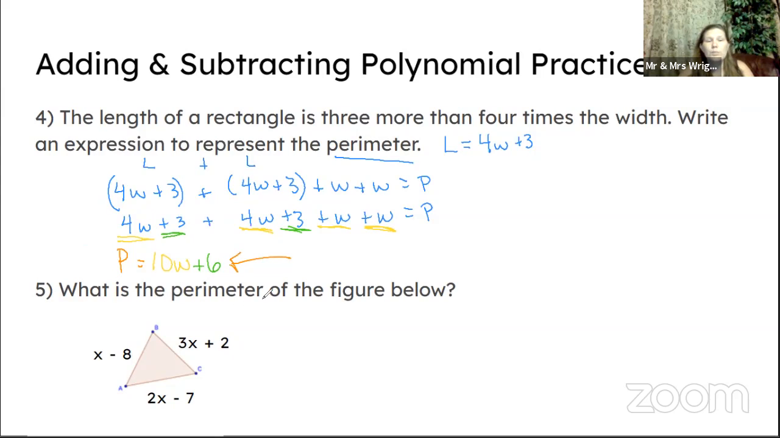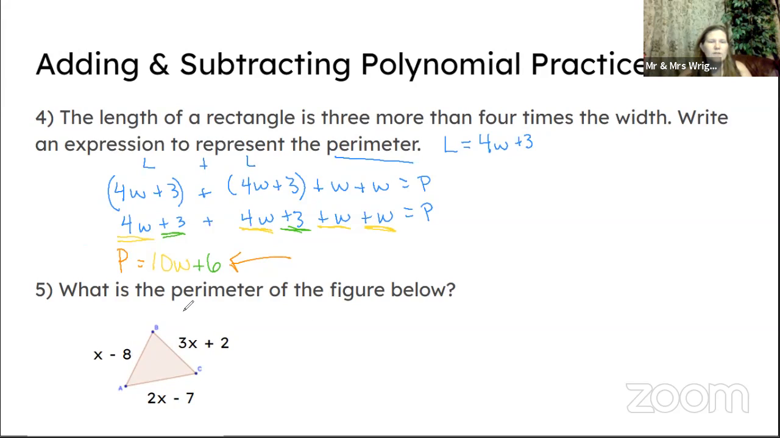Now, what's the perimeter of the figure below? This is a triangle, but I'm sure you can figure it out. It's actually very similar to the one we just did. You're going to just add up all 3 sides, and then you're going to have to simplify it or combine the like terms. So I want you to go ahead and pause the video, figure this out on your own, and unpause it when you're ready to go over the solution.